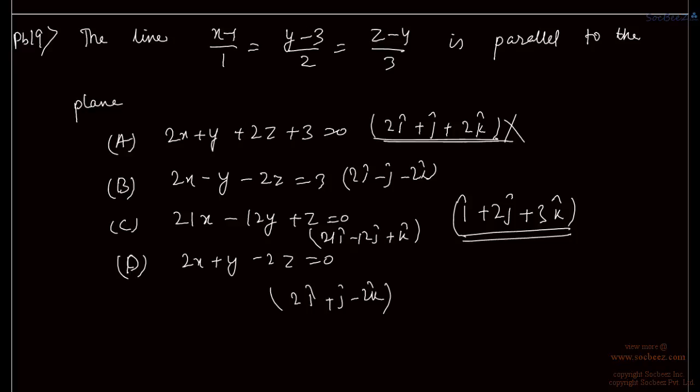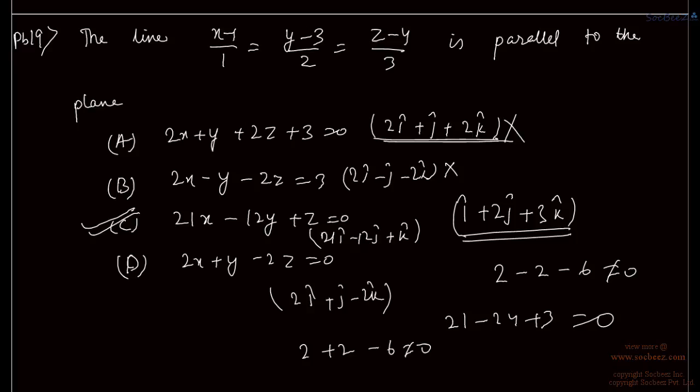So for checking option B, 2 − 2 − 6, which is not equal to 0. So this is also not correct. Checking option C, 21 − 24 + 3. So this is coming to be 0. So option C seems to be correct. And checking the last option, 2 + 2 − 6, which is also not equal to 0.